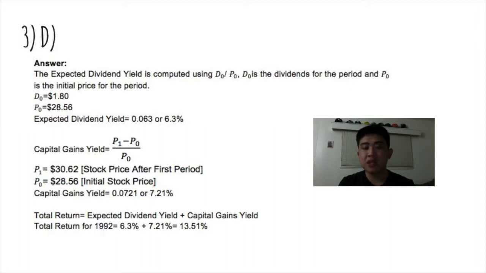For capital gains yield, we use the formula stock price of the first period, subtract initial stock price, divided by initial stock price. Our stock price of the first period is $30.62. Our initial stock price is $28.56, as stated earlier. That would give us a capital gains yield of 7.21%. And then we add our expected dividend yield and our capital gains yield to get total return, which is 6.3 plus 7.21%, which gives us 13.51%.